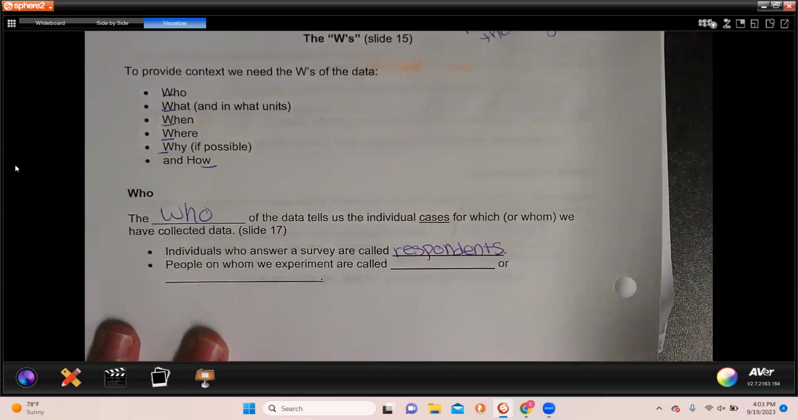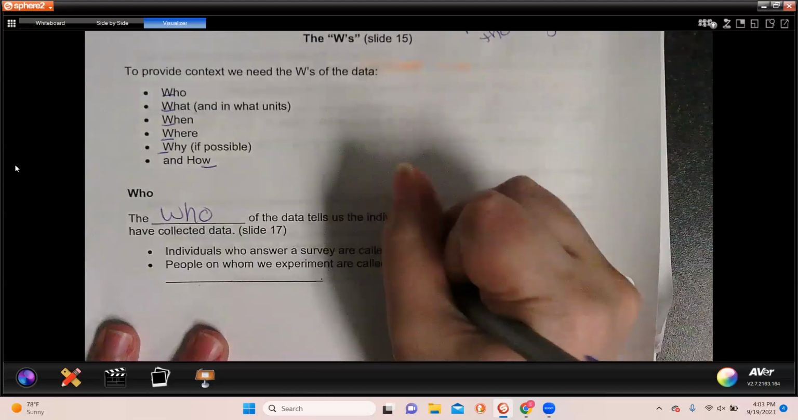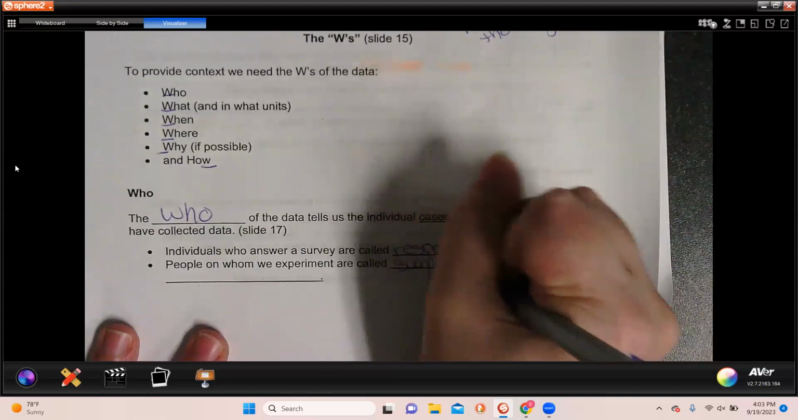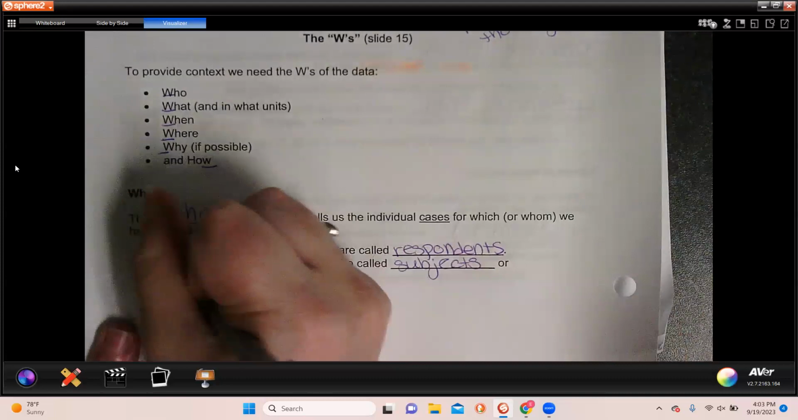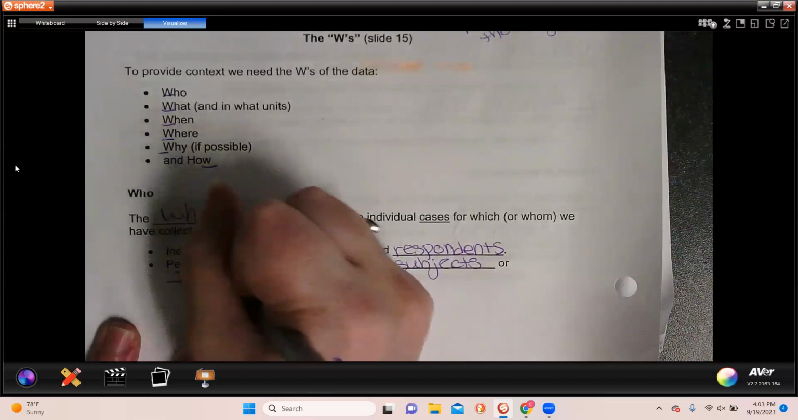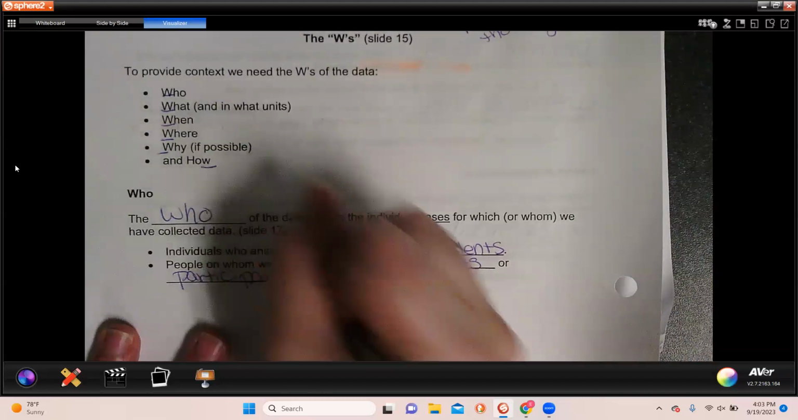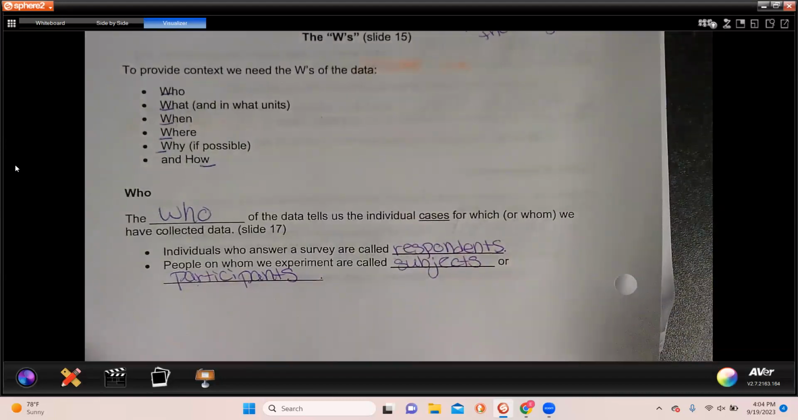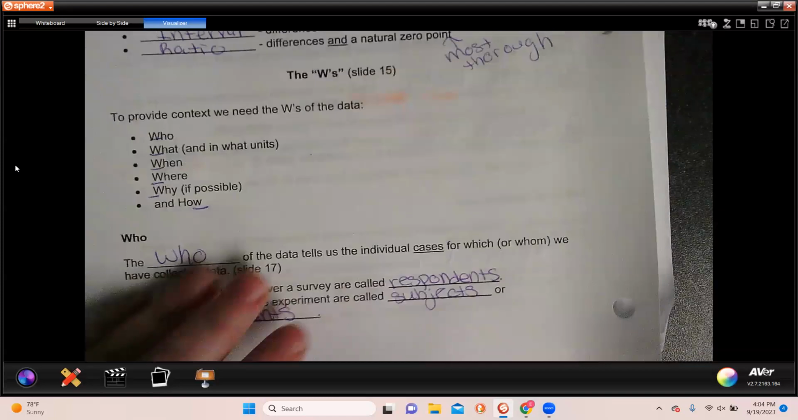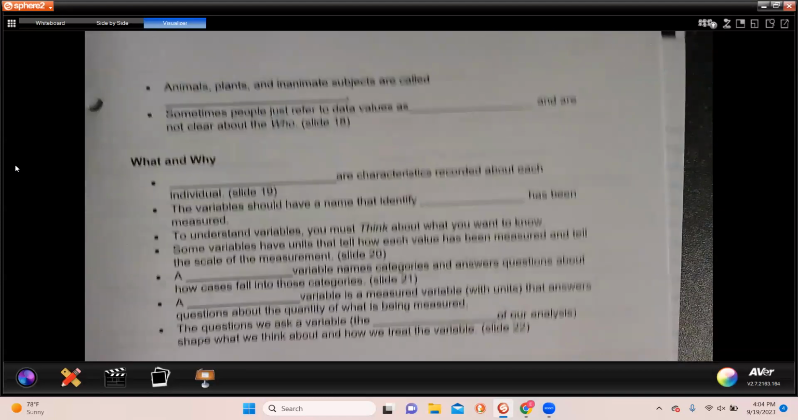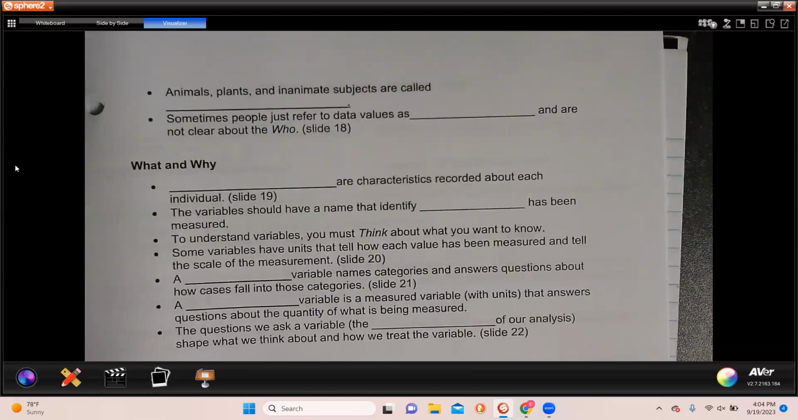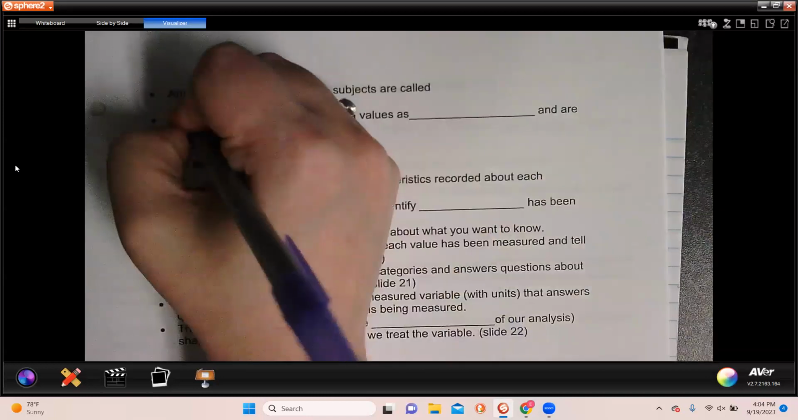Individuals who answer a survey are called respondents because they responded. People on whom we experiment are called subjects, or participants if they're people. Call them participants if they're humans. We don't like to demean humans by calling them subjects, so we call them participants. We also have animals, plants, and inanimate objects. These are called experimental units.